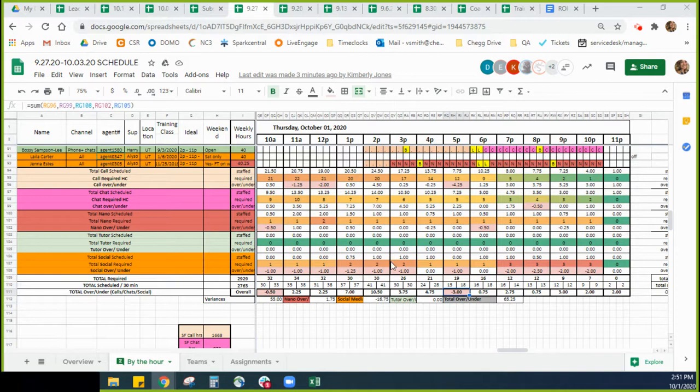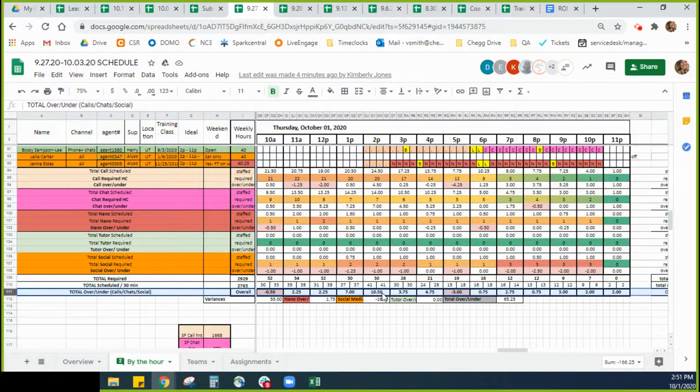When looking at VTO, you're going to want to be looking at the bottom line totals. This right here is required, and this right here is our over-under. If the number is white, it shows that we're positive, and by how much. If the number is red and has a negative sign in front of it, it means we're down a couple people that hour, and it shows by how much.